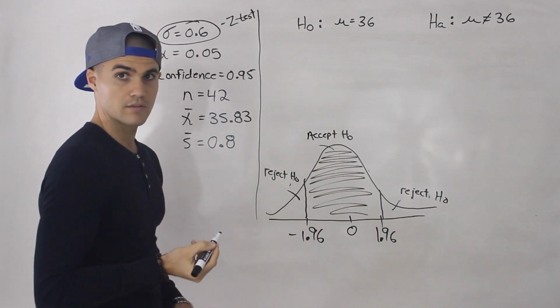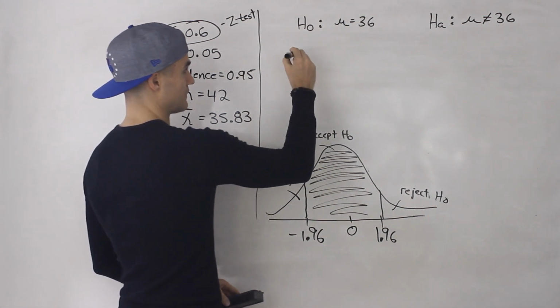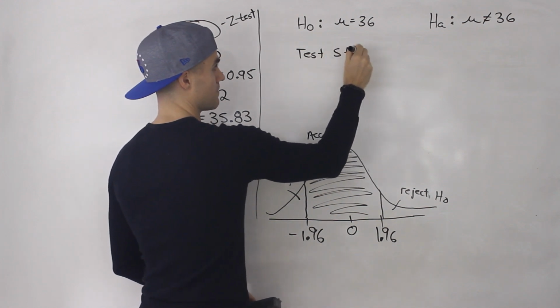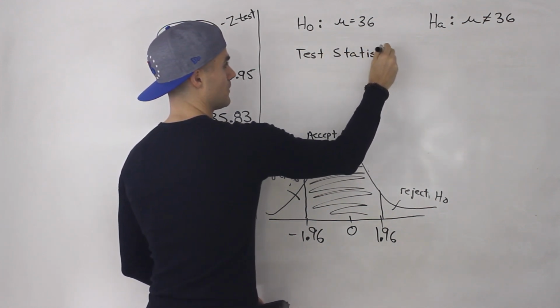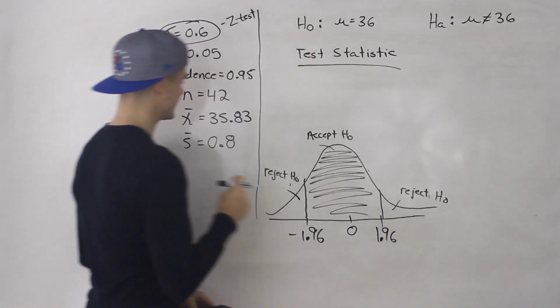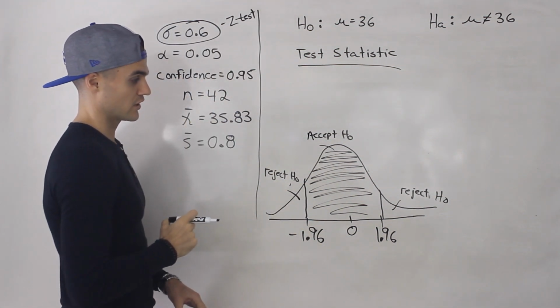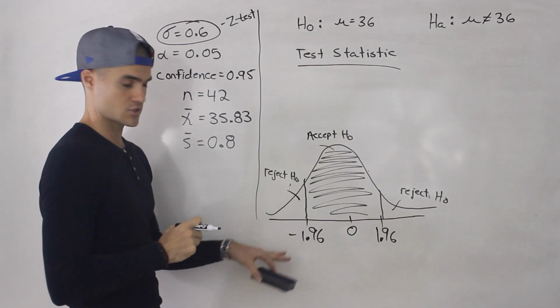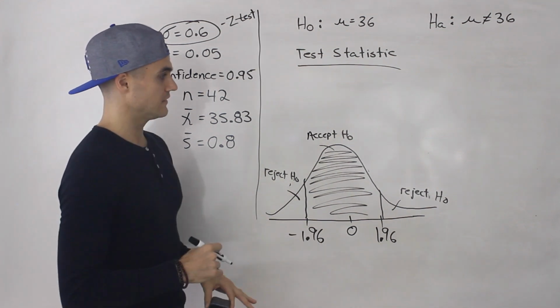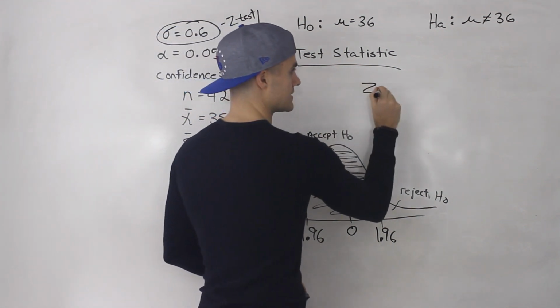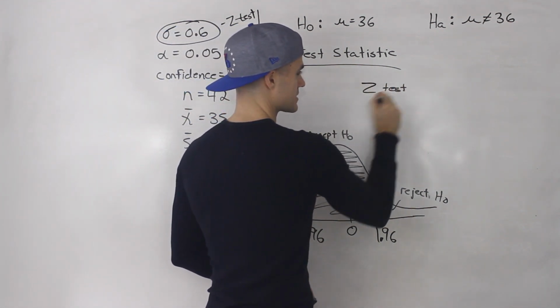And so now the only thing that's left is to find out what that test statistic is. If you remember, I've mentioned this in a previous video. It's basically taking that sample mean and converting it so you could put it on the distribution to see where it's going to fall. And in this case, we're doing a Z test. So we're going to be finding a Z. Let's call it a Z test statistic.